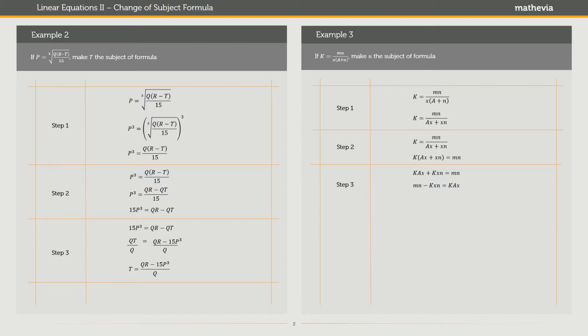Now what do we do here? We factorize. Now watch this. I'm going to factorize using n, and when I factorize using n, I have n times m minus kx equals kax. Now if you notice, we now have one n in the equation. So factorization has pretty much simplified things for us.